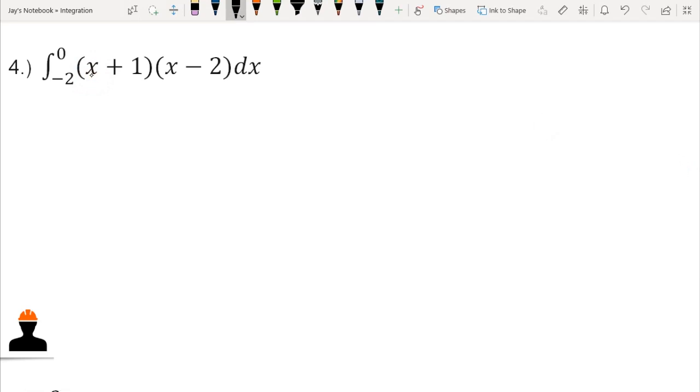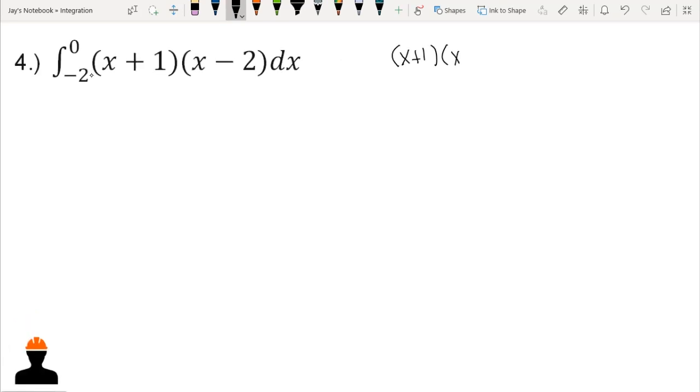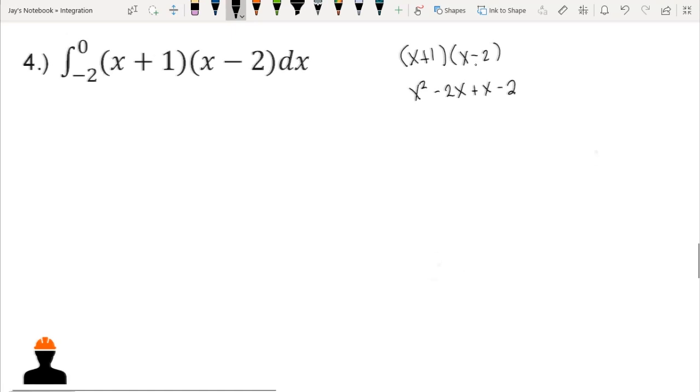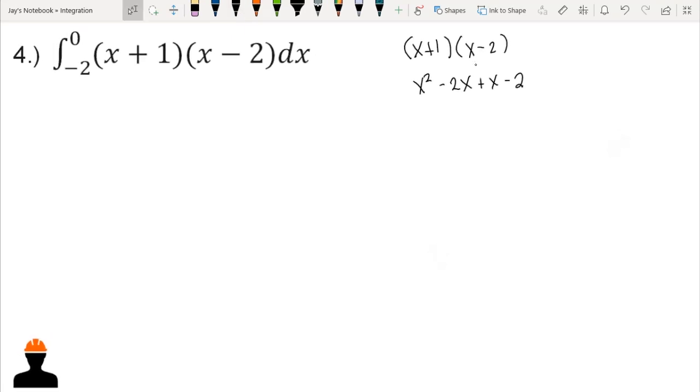So in that case, we have x plus 1 times x minus 2. You multiply the first term to the first term here, that is x squared. Then we have x times negative 2, that is negative 2x. Then we have 1 times x, that is plus x. Then we have 1 times negative 2, that is minus 2. So I hope you remember your algebra. Okay? So in that case, we have x squared minus x minus 2. So this is the simplest form.